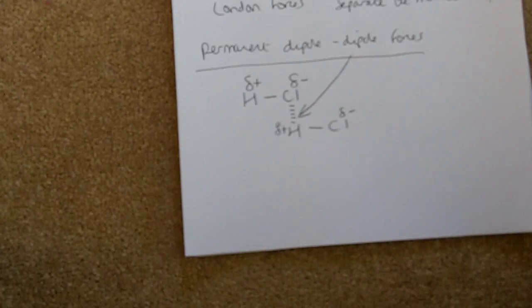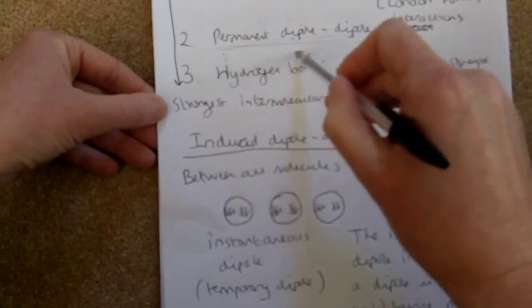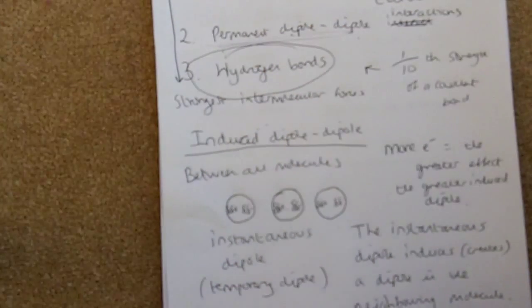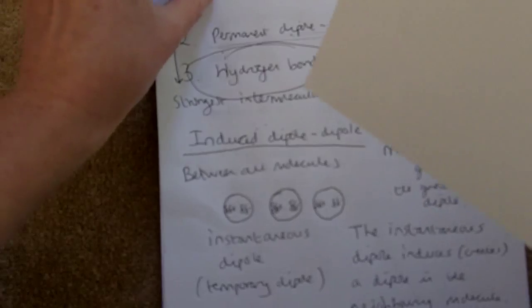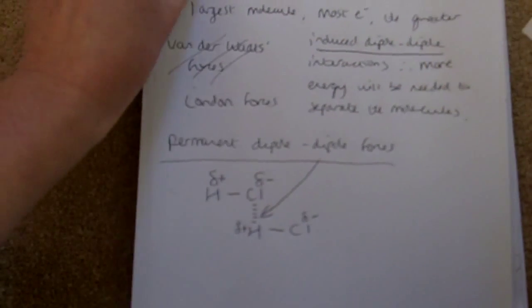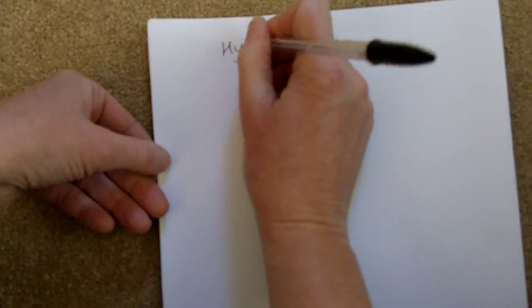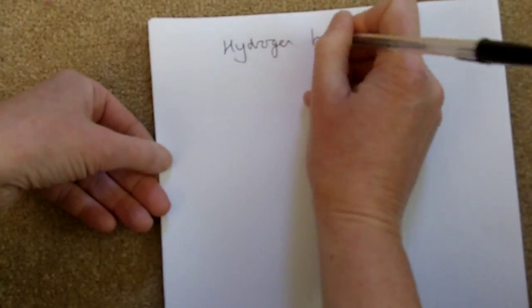Okay, the last intermolecular force and the strongest intermolecular force is hydrogen bonds. It's not a bond, even though it's got bond in the title. Okay, so hydrogen bonds, clean piece of paper. Hydrogen bonds.